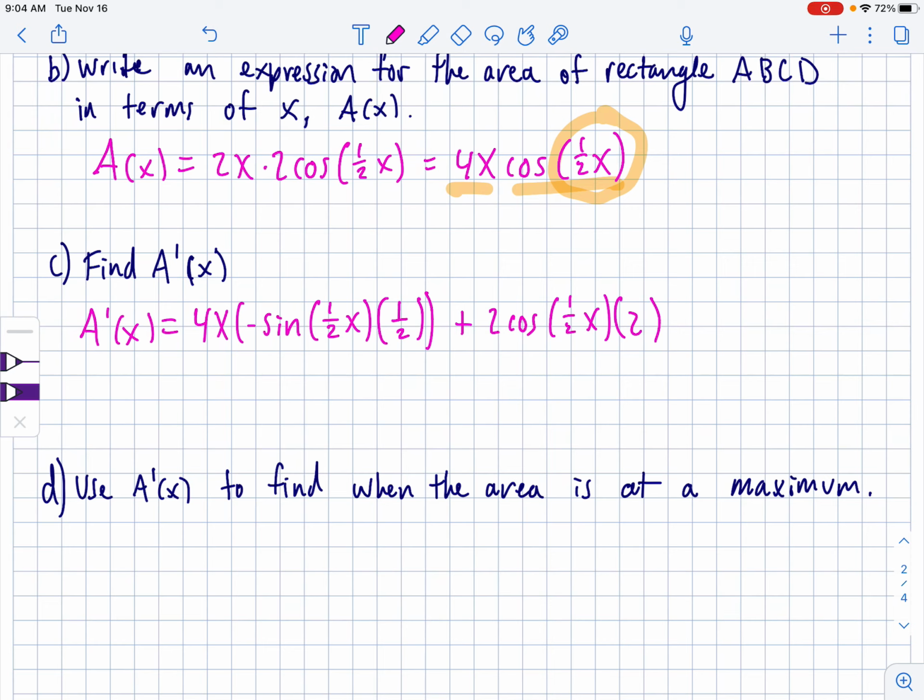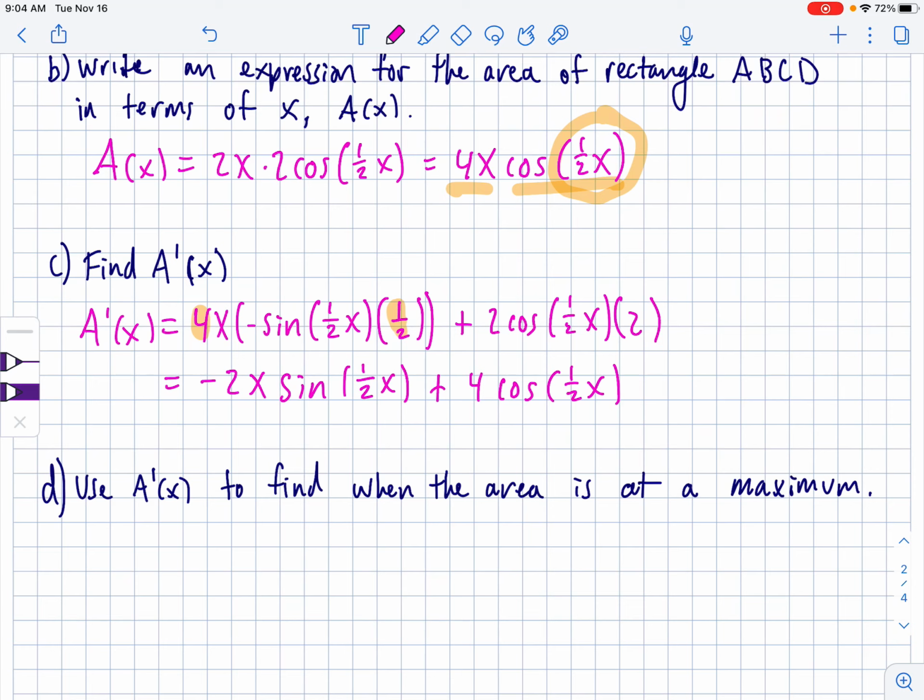That's 2. Let's do just some minor cleanup here. This 1/2 multiplied with the 4 gives you 2. So we get, and I should bring that negative out front, negative 2x sine 1/2 x. And then the 2 2's back there give us 4 cosine 1/2 x.